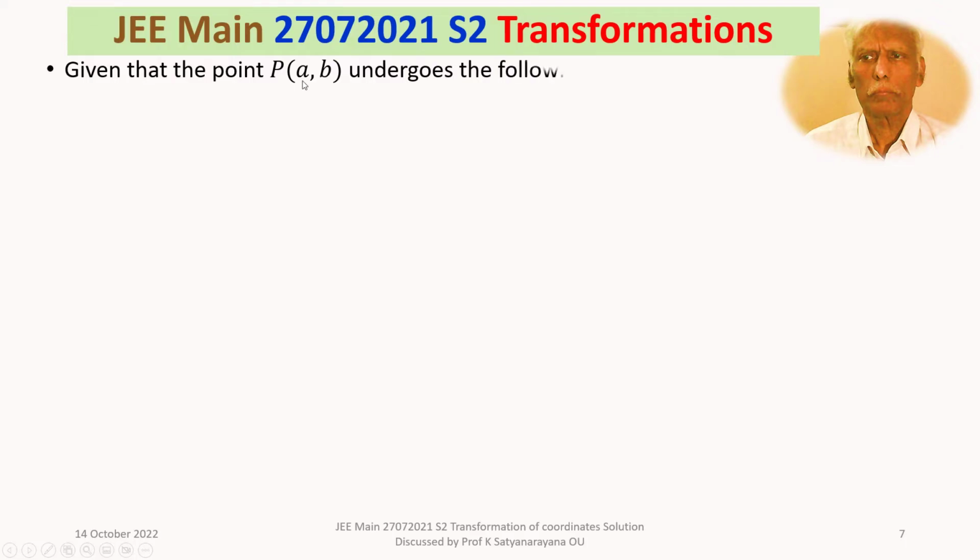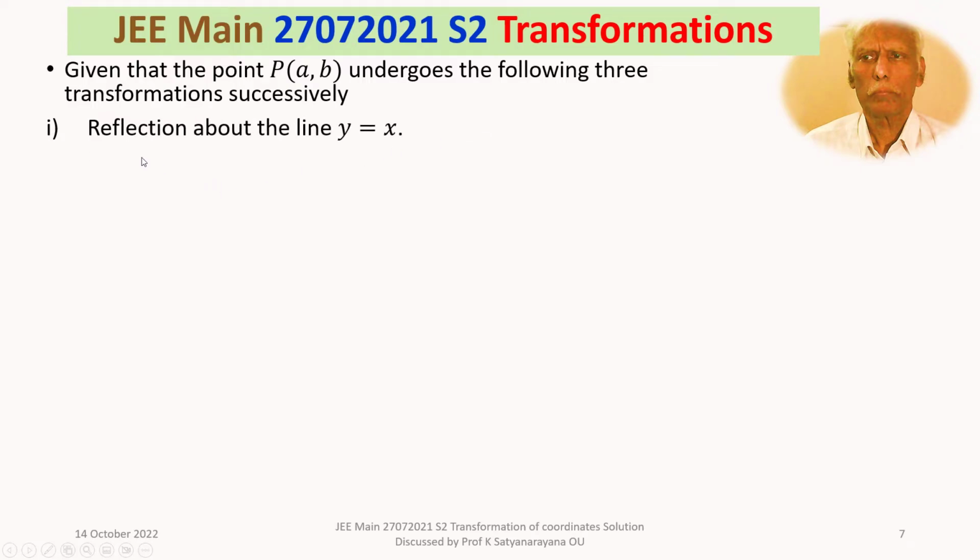Given that the point P with coordinates (a, b) undergoes the following three transformations successively. First one, reflection about the line y equals x. Then P(a, b) becomes P(b, a), that is, the x-coordinate, the abscissa, becomes the ordinate and the ordinate becomes the abscissa. So P(a, b) is transformed to Q(b, a) by this one.